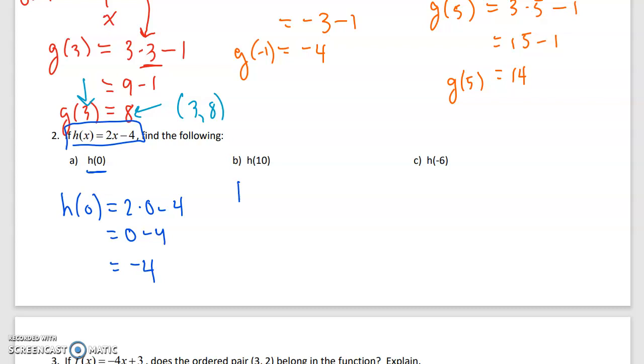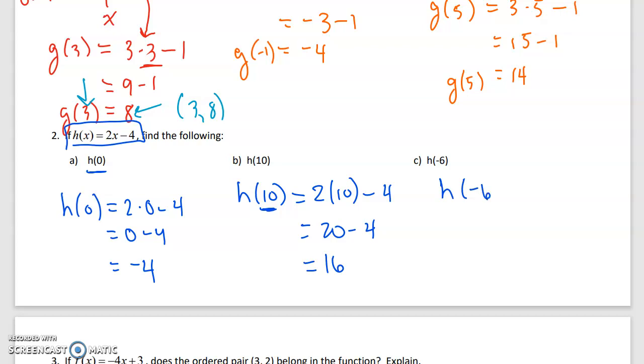What's h of 10? Again, replace that x with whatever's in that parentheses. H of 10 is 16. And h of negative 6. So sometimes I use the parentheses for times, sometimes I use a dot. And this is just a nice review of our integers as well. And h of negative 6 is negative 16.